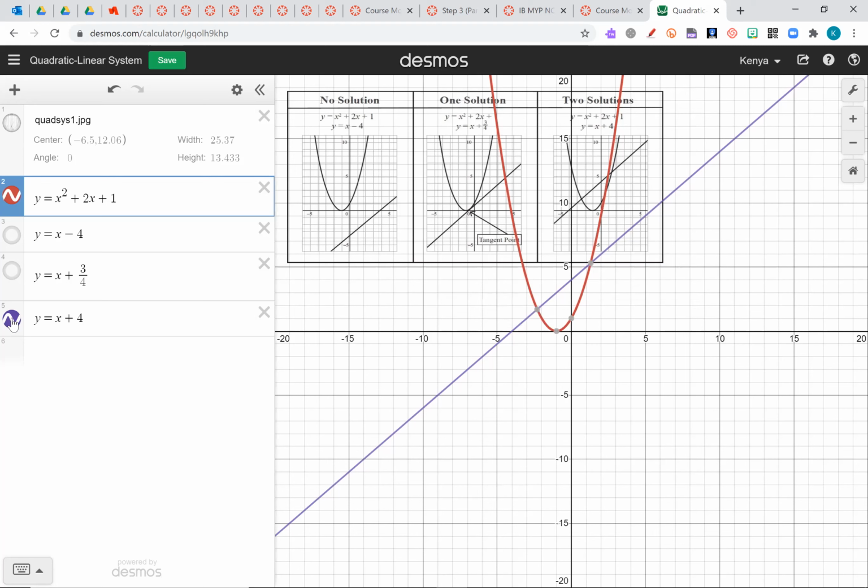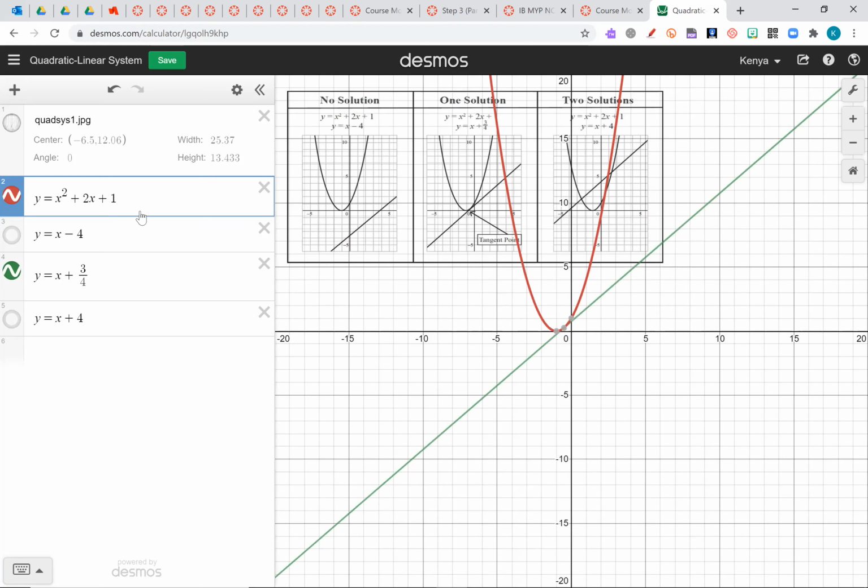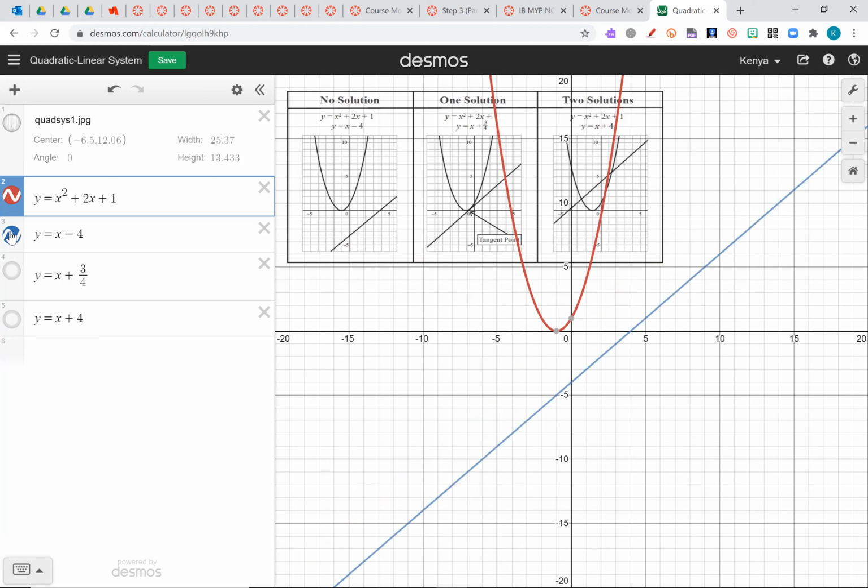Now let's look at the situation where we only have one solution. Here, our quadratic and linear function is intersecting in one location. If you click on it, again with Desmos, it tells you that the answer is negative 0.5 and 0.25. That is the point of intersection, and it's only intersecting in one place. Now let's look at the last situation. In this situation, we can see that the two functions are not intersecting at all. At no point will these two functions ever be the same.